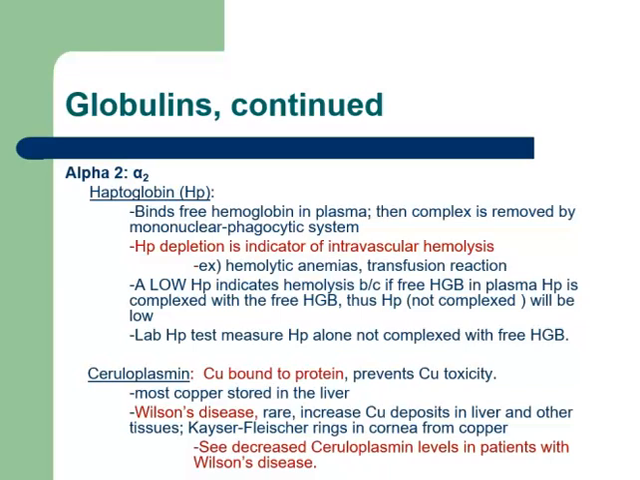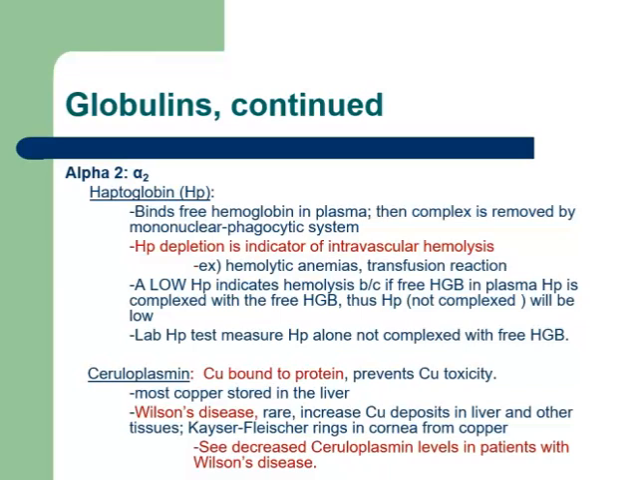Then that complex is removed by the mononuclear phagocytic system. So they're taken out by things like our monocytes. So haptoglobin depletion is an indicator of intravascular hemolysis. And examples of that are hemolytic anemias and transfusion reactions. So how does this work? A low haptoglobin level indicates hemolysis because the free hemoglobin in the plasma is complexed with the haptoglobin.